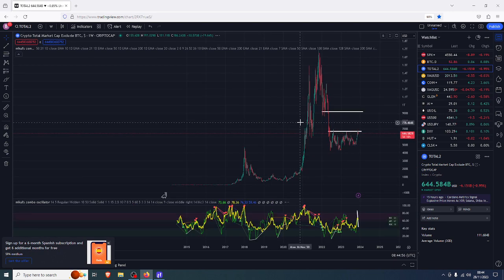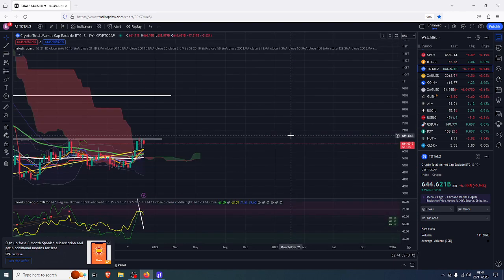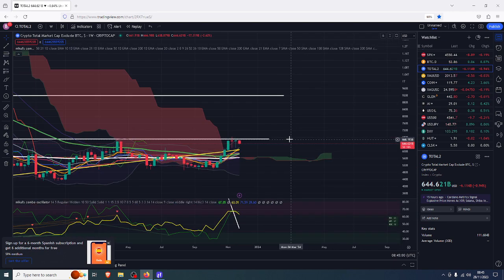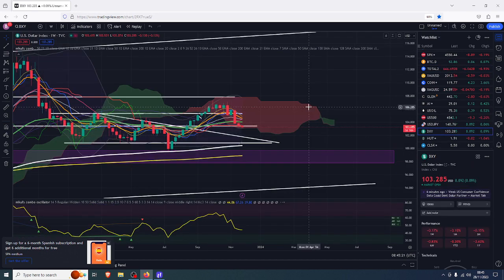But until we break it, it is a resistance, and my catchphrase, one of many: expect to be rejected from resistance, expect to be supported from support. I mean, it's pretty simple stuff, but it's definitely worth remembering. So yeah, at the moment we're getting rejected from resistance. So until it breaks, that's when we think, all right, maybe we get the 40%, but only until it breaks. That is it for total market cap 2.